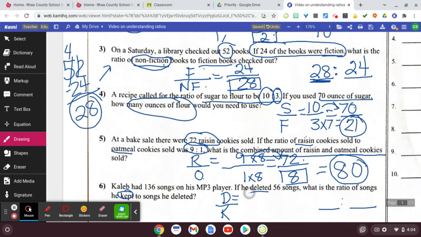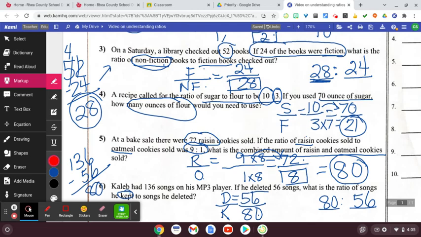If he deleted 56, we know that's part of our equation, but kept. How do we find out how many songs he kept? If you remember from number 2, we had to take our 136, our total that they're giving us, minus our 56, and we get a total of 80 kept songs. So the ratio of songs he kept has to go first. So kept was 80, and then deleted was 56. Okay. So if you understand what we're doing, feel free to go on to the graded paper. If you still need a little bit more help, hang on for number 7 and so forth.